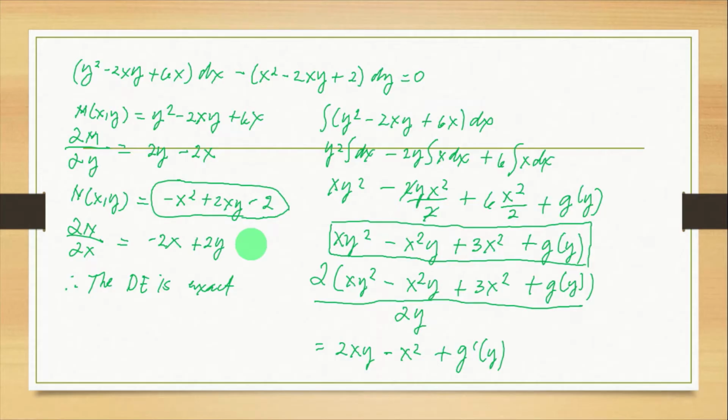So if you notice, your partial derivative of M with respect to y is equal to your partial derivative of N with respect to x. So we can therefore conclude that the differential equation is exact. Okay, the next thing that you need to do is to integrate your M of x and y with respect to x. Take note, we are discussing here the first method.